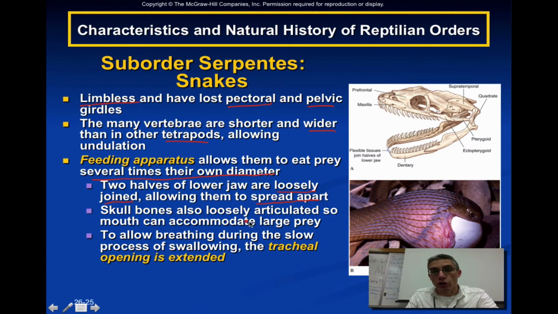Now, the skull bones are also very loosely articulated. And when we say articulated, we're talking about how those bones are put together. So again, that additional space is going to be an additional adaptation that allows the mouth to accommodate that larger prey.